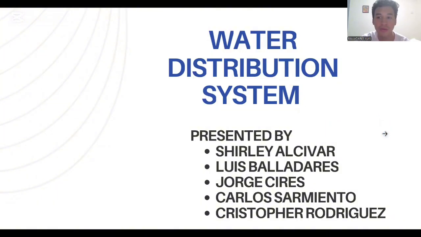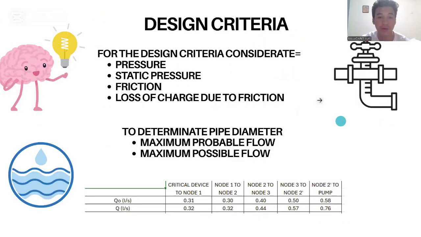First, I'm going to start talking about the design criteria. For our design criteria, we consider the next aspects: pressure, static pressure, friction, and loss of charge due to friction. As we know, friction and also loss of charge due to friction, we put a lot of attention to all the devices that conform our system. Also, we are going to use a table, a chart, to determine all these friction losses caused by the devices.